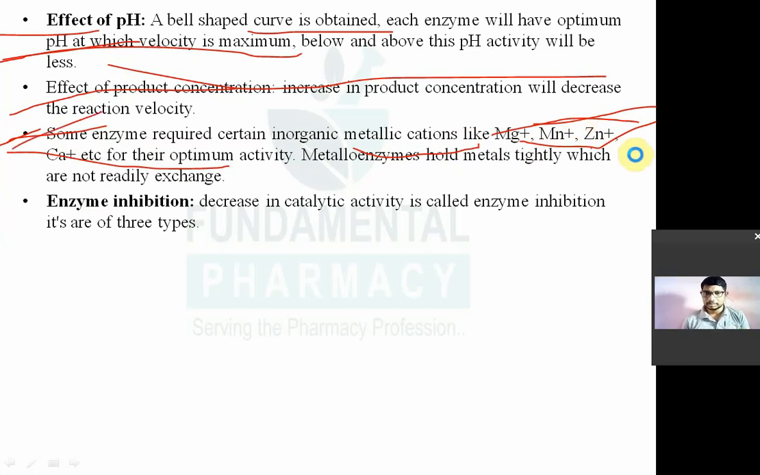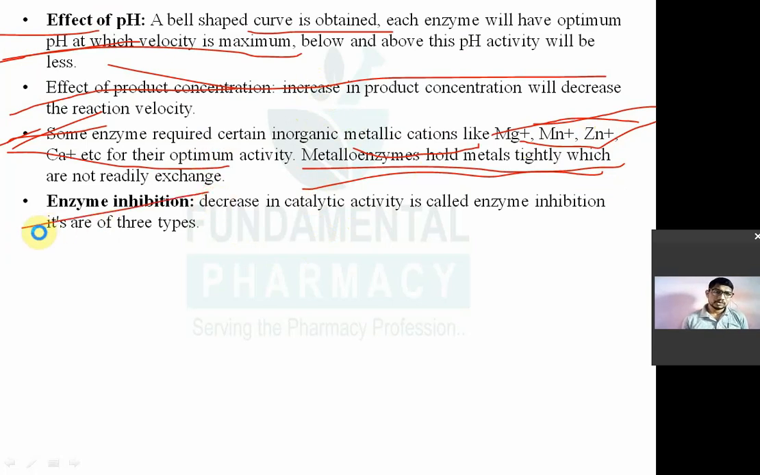If these ions bind the enzyme covalently and are a part of the enzyme only, then they are known as metalloenzymes. So metalloenzymes hold the metal tightly, which is not readily exchanged. Now there is not much difference between a metallic activator and a metalloenzyme, but there is a slight difference. Metallic activators activate the enzyme but are not a part of the enzyme, like magnesium, Mn plus, zinc. But in a metalloenzyme, they are a part of the enzyme, they will form a covalent bond with the enzyme.